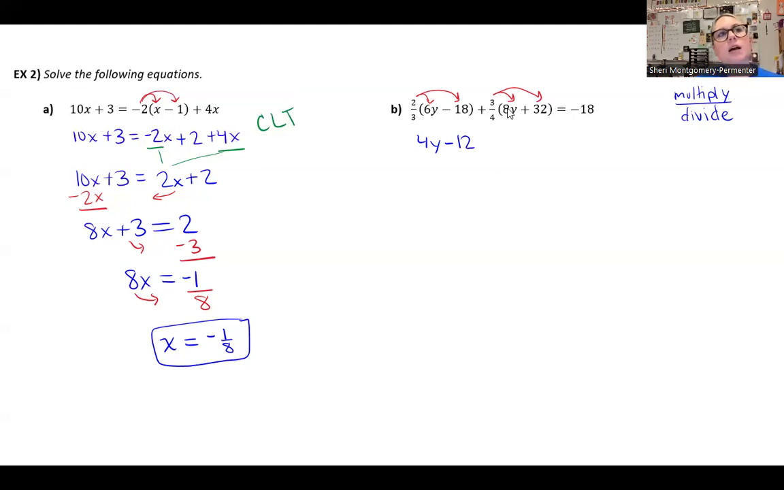The next one, I've got plus, so it's positive times a positive. So this is going to be a positive. What's 8 times 3? 24. What's 24 divided by 4? 6. So we've got 6y.